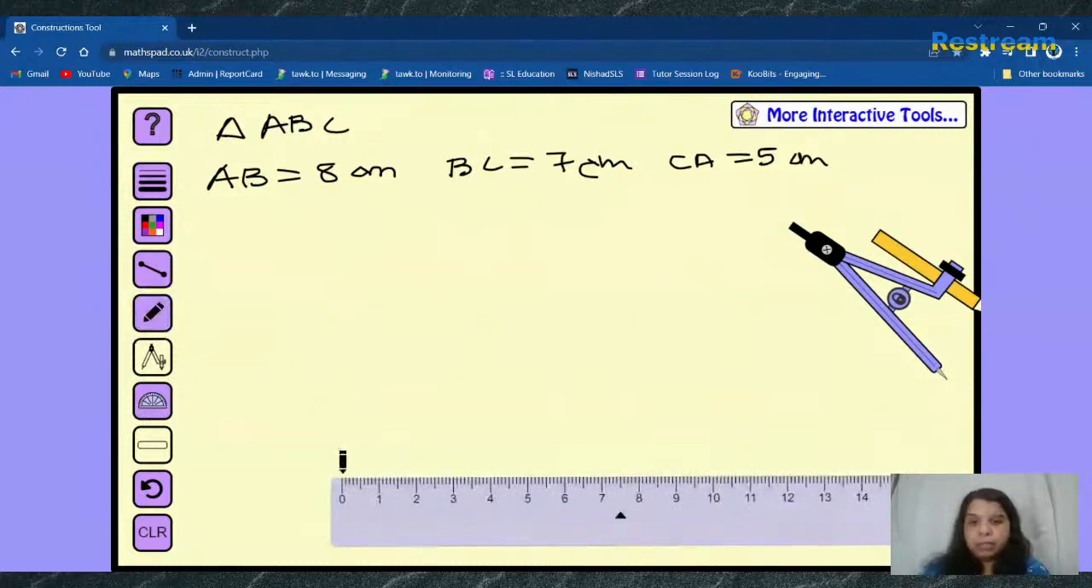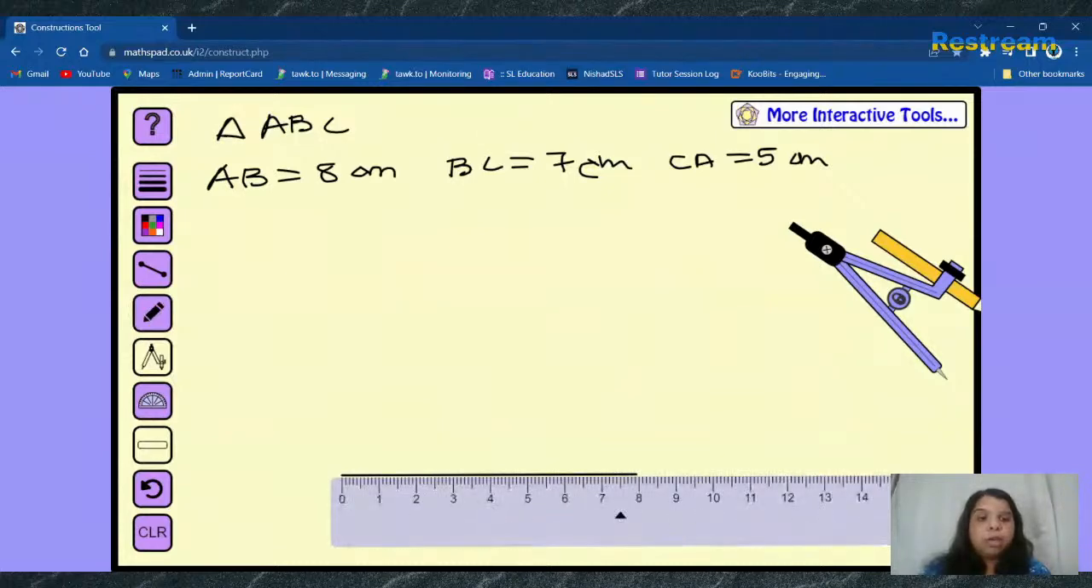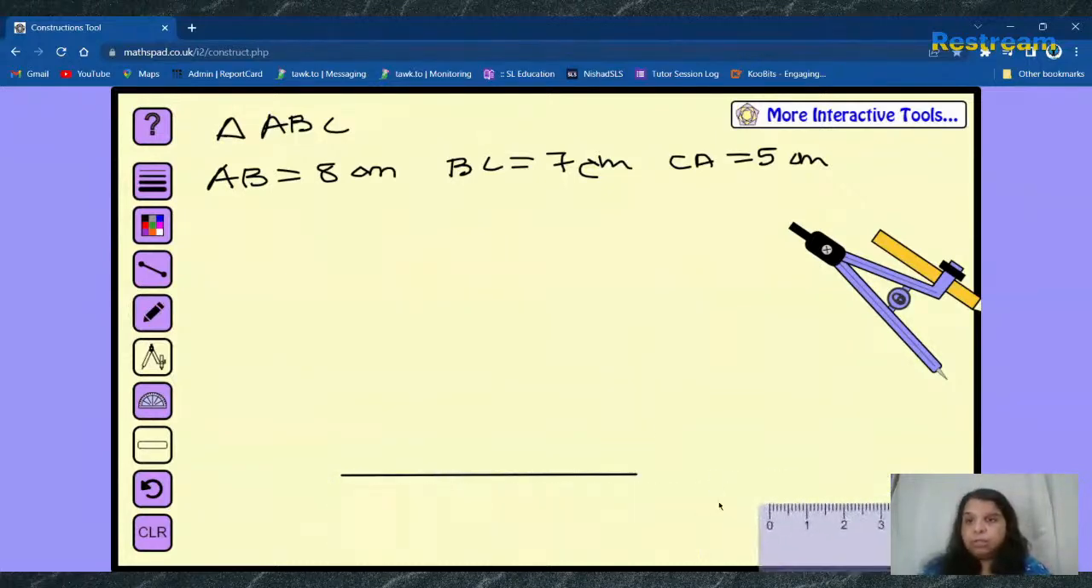So I will draw this line here. This is my 8 centimeter line, and I'll name it. Always remember that every time you finish a construction, you have to name your line. So I'm going to name this line as A and B.